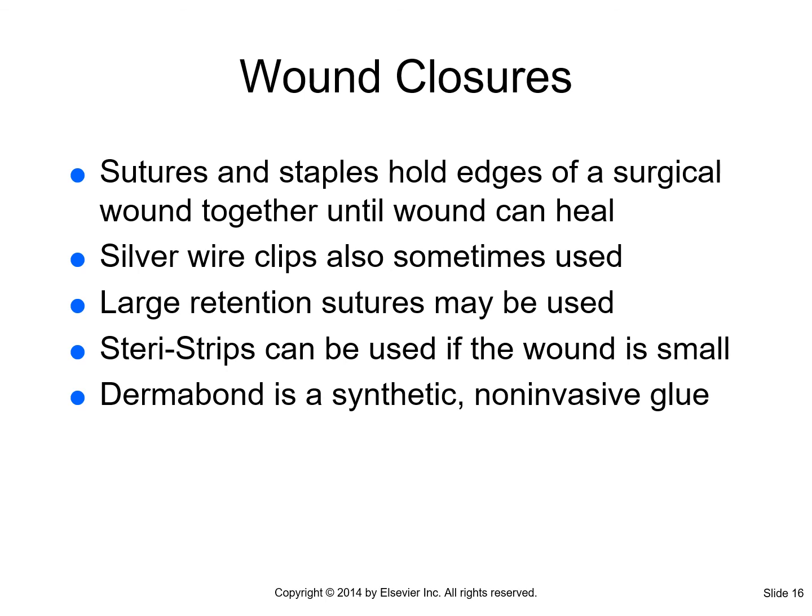Different types of wound closures: sutures, staples, wire clips, large retention sutures that look like these big plastic things, Steri-Strips if the wound's small, and then Dermabond is a non-invasive glue. And when you're doing your wound assessment, you would count the sutures, the staples, any of these, and they would be in your documentation, as well as what everything looks like.